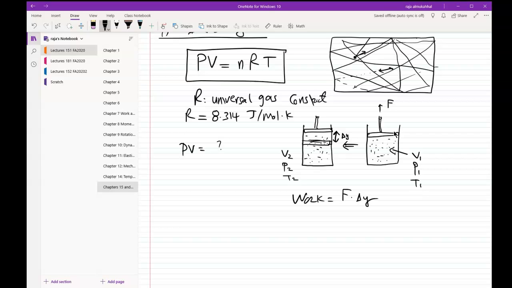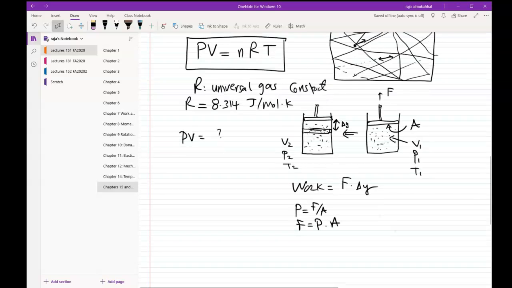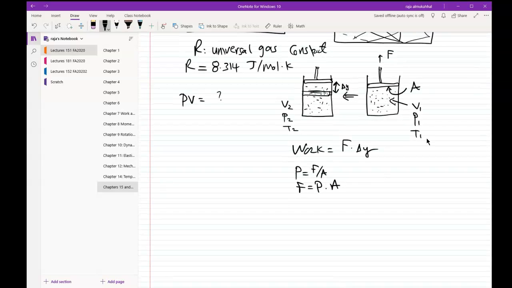And I know that pressure is force per area. Area of what? Well, it's the area of the piston. This is the piston right here. The area of the bottom of the piston right there is A. So in this case, the force is P times A. Correct? Now I can plug this back into the work formula, so the work becomes P times A times delta y.